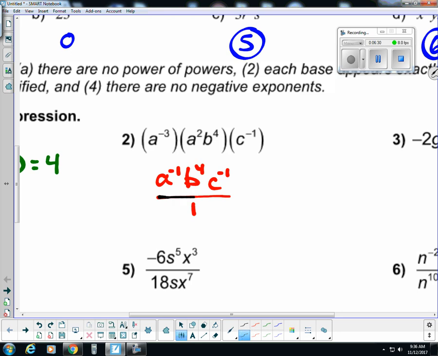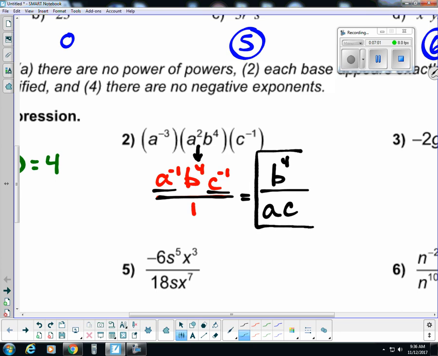Okay, remember, this is my fraction bar. So the a to the negative first power is going to go to the denominator. The c to the negative first power is going to go to the denominator. But b to the fourth, it stays. Okay, this is a positive 4. My positive exponent keeps me on the side of the fraction bar that I'm on. So when I fix this, b to the fourth stays. A to the first, c to the first goes down to my denominator. This is my answer.